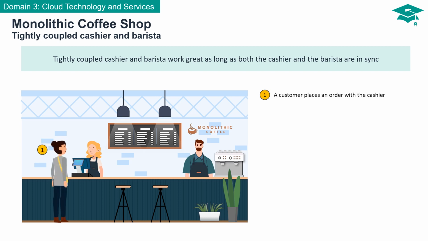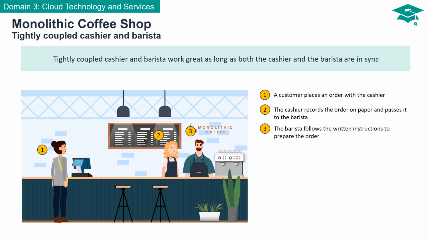A customer walks into our monolithic coffee shop and places an order with the cashier. The cashier takes note of the order and records it on a piece of paper. The cashier then passes that paper with the order details to the barista, whose role is to prepare the coffee. The barista follows the written instructions on the paper to prepare the order. This tight coupling between the cashier and the barista in our coffee shop makes sense as long as they remain in sync. When they are in sync, the coffee shop operates efficiently, just as a well-structured monolithic application can be easy to develop and maintain.